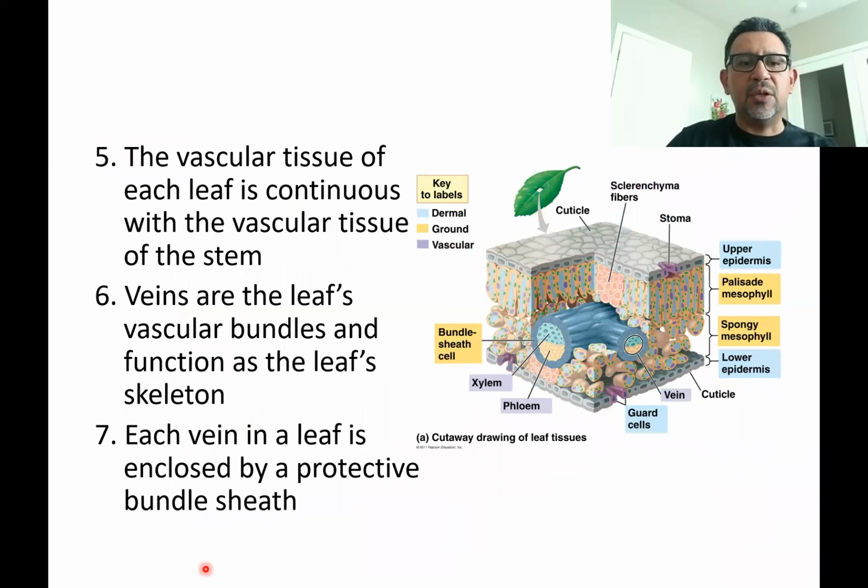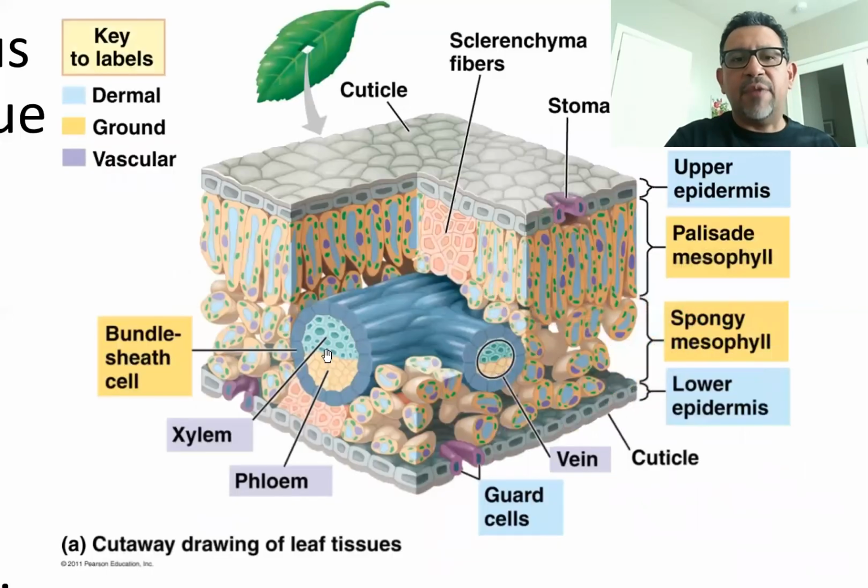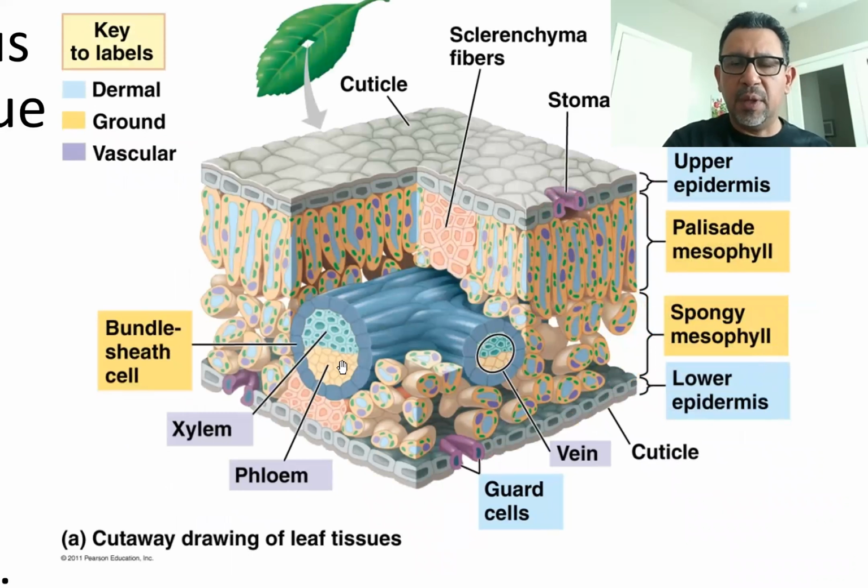So let's take a look at this arrangement of the vascular vessels and the bundle sheath cells. The bundle sheath cells will be providing protection, preventing these vessel elements of the xylem and the sieve tube elements of the phloem from breaking. If these structures broke, then circulation of materials would not be possible.